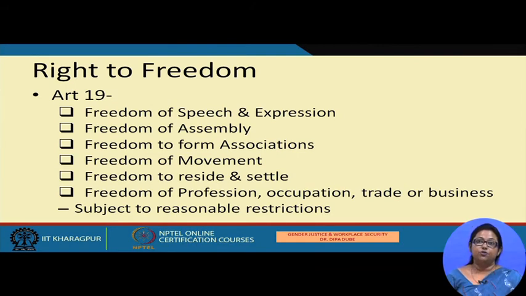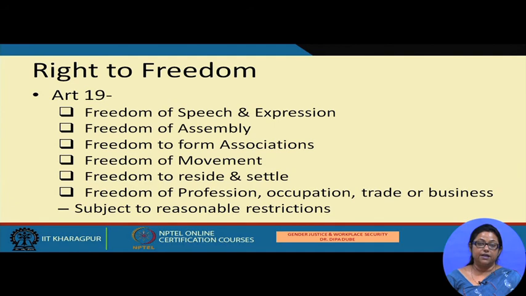Next, coming to the right to freedom. Freedom and liberty is very important to live in a civilized society. In that respect, Article 19 of the Indian Constitution lays down 6 freedoms. Now, they are freedom of speech and expression, freedom of assembly, freedom to form associations, freedom of movement, freedom to reside and settle, freedom of profession, occupation, trade or business.